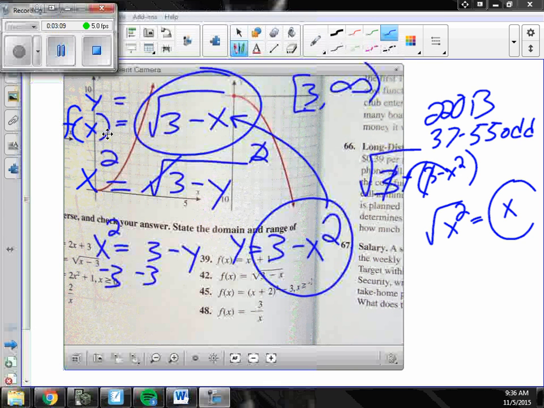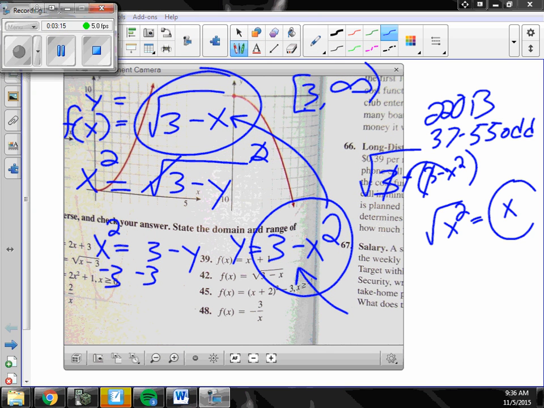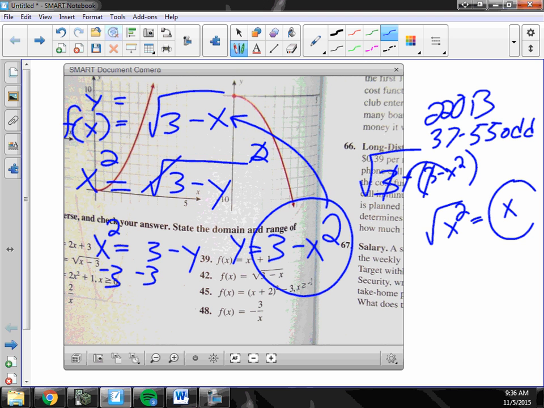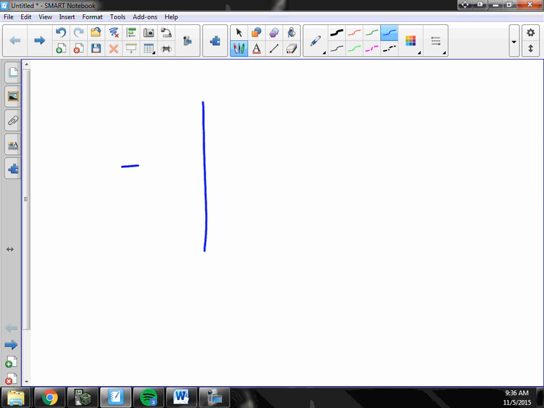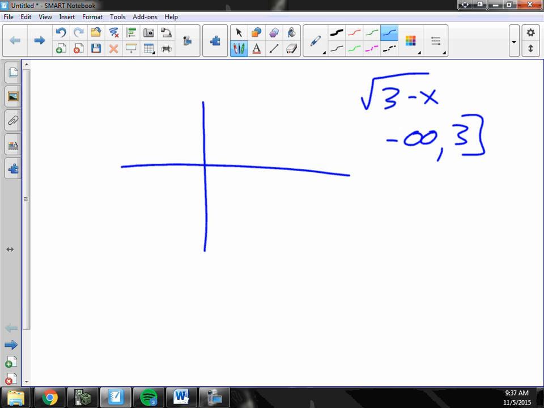Okay, and now this is a little bit tricky. What is the domain of that? You can plug any number you want in there. So we kind of have a little bit of a problem. The original graph looks like 3 minus x. Oh, I got that wrong. So square root of 3 minus x. Can you plug in 4? No, 4 doesn't work. So it's actually negative infinity to 3.